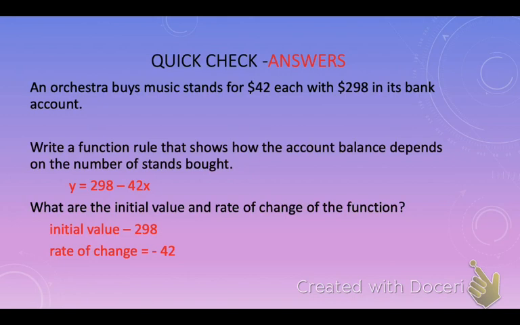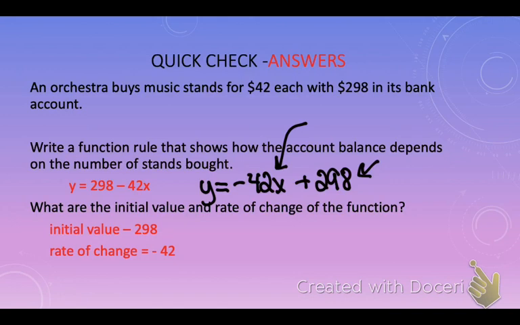Okay, so now check your answer. You might need to go back and change your answer if you need to. So here I've written my form. It's not quite in y equals mx plus b form, so I'm going to rewrite it as y equals negative 42x plus 298. So I started with $298, and I am decreasing at $42 per stand.